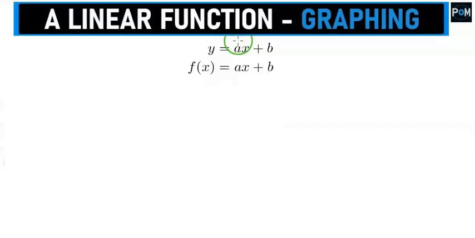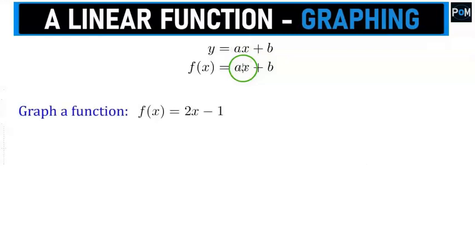In this video, we'll learn how to draw a linear function graph. That is, a function given by the formula y equals ax plus b, or alternatively, f of x equals ax plus b. Both of these notations represent the same function, a linear function. In the first task, we have to draw the graph of the function f of x equals 2x minus 1. This is a function in which coefficient a equals 2 and coefficient b equals negative 1.